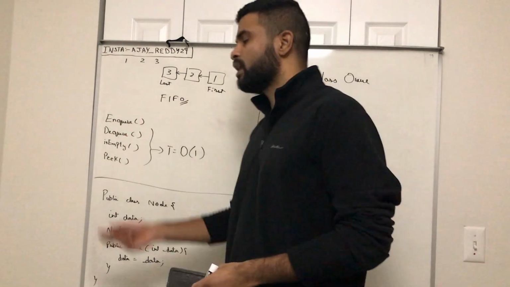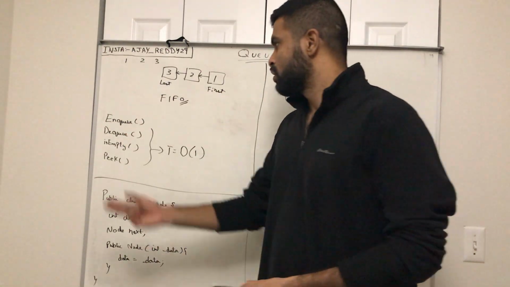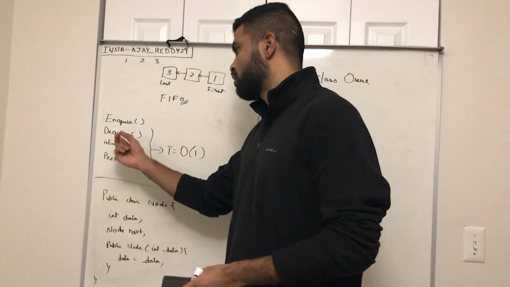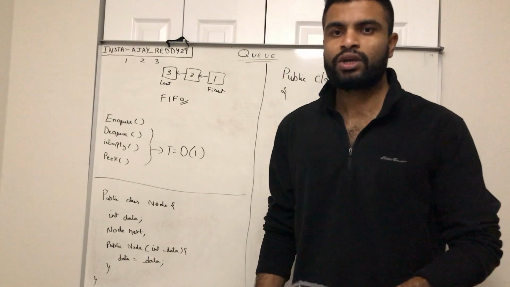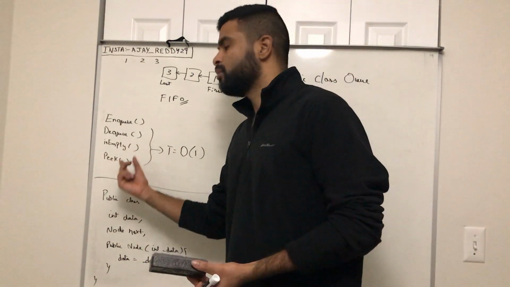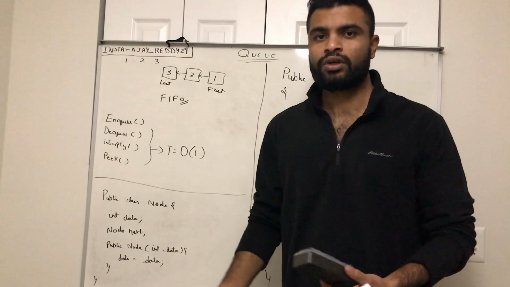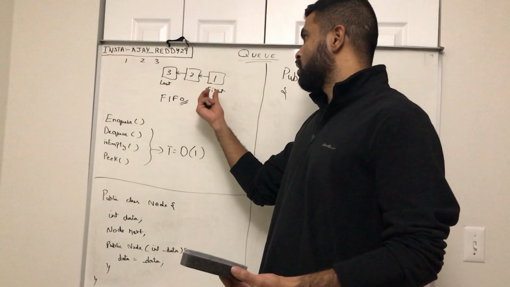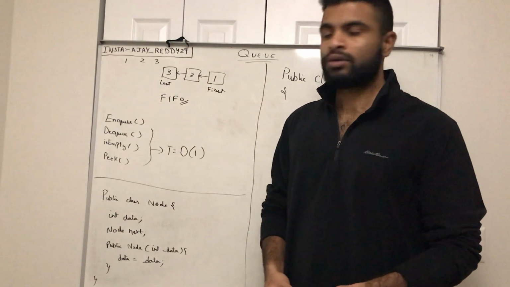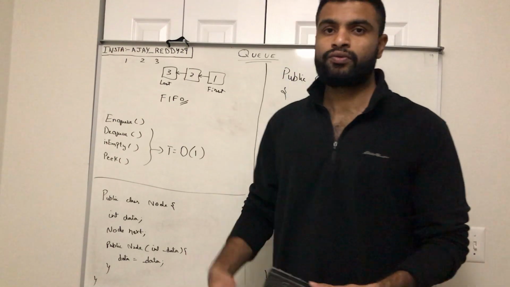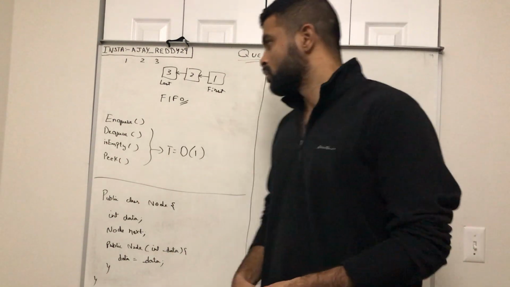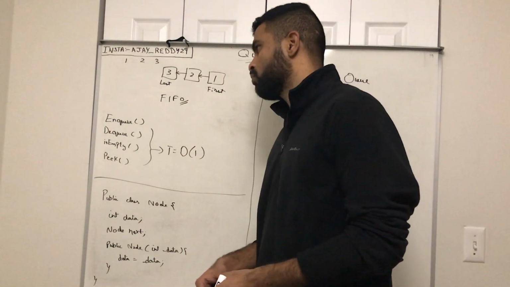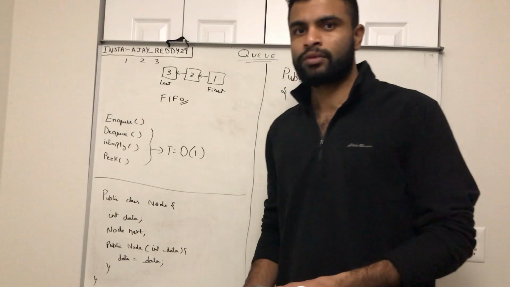A queue basically has 4 functions. One is enqueue, which is for inserting an element into the queue. The other is dequeue, which is for removing an element from the queue. IsEmpty checks whether the queue is empty or not. Peek returns the element which is at the first pointer. These 4 are the basic functions for a queue that I'll be implementing, and all 4 take time complexity of big O of 1, which is constant time.